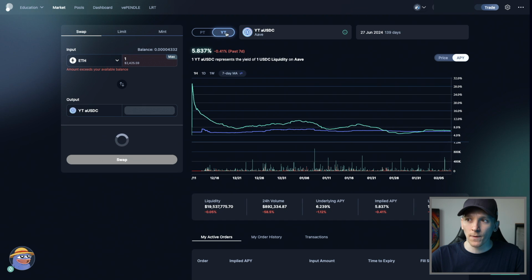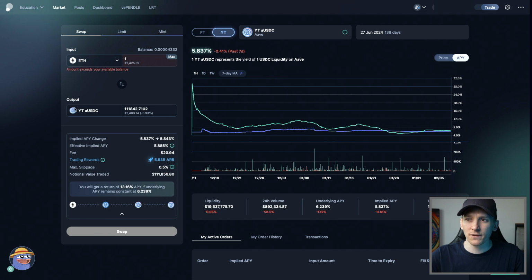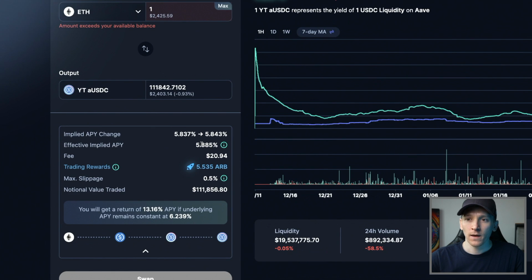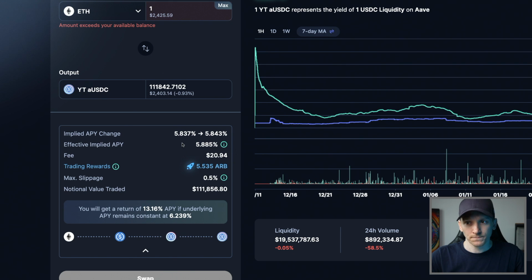Now what you can also do is buy the YT, so we can click that. And as we can see, we can swap our ETH into the yield token. So what we're getting is the yield token and all the yield that comes into that token. So the implied yield that we're paying is 5.885%. This one right here, you can see. So that's what we're paying for this token. So as long as this token yields above that, then we've got a good deal for this token. If the APY comes in below that, then obviously we've paid too much for the yield.